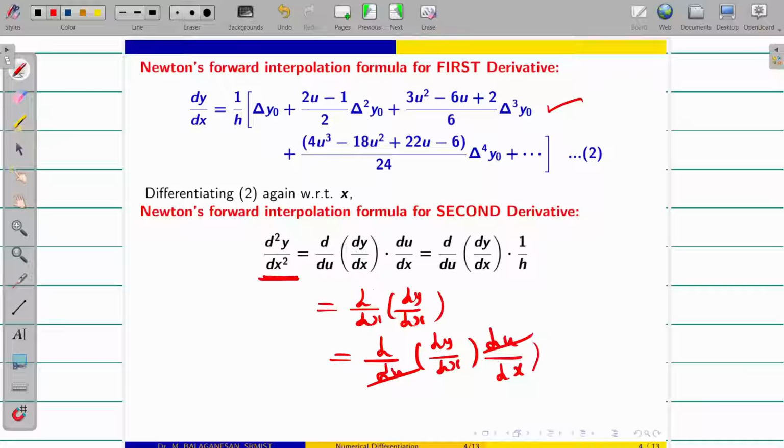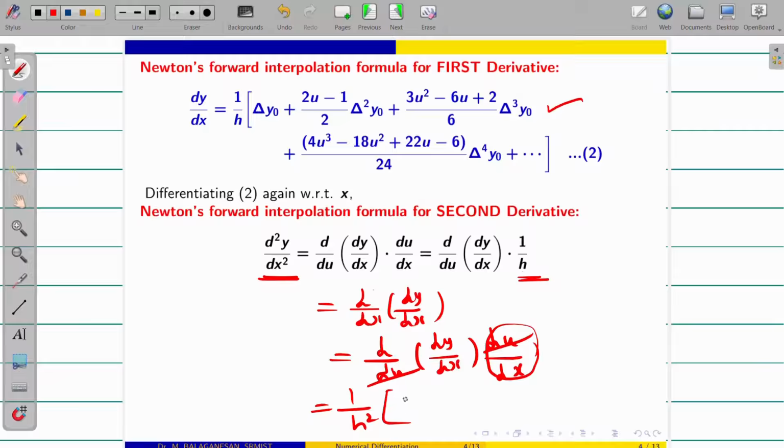Again, du by dx is 1 by h. Already 1 by h is there in dy by dx. Now we will get one more 1 by h. Look at that, it is here, 1 by h. Again, you have to differentiate the first derivative with respect to u. Already 1 by h is there, one more 1 by h will come. Then we have to differentiate this with respect to u again. This term, equation 1, you have to differentiate with respect to u. These are all the terms we have, and we have to differentiate them with respect to u.